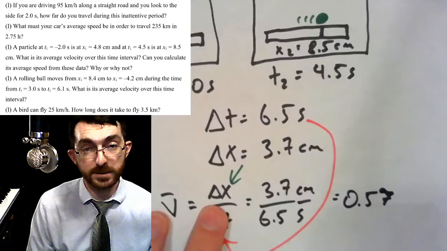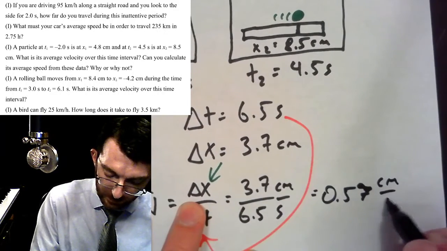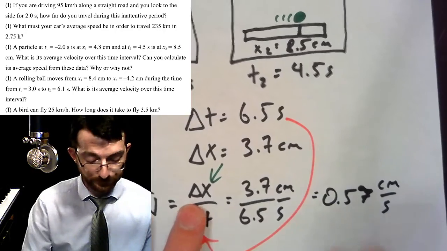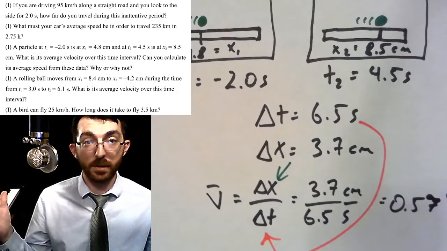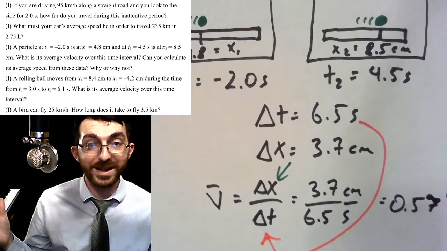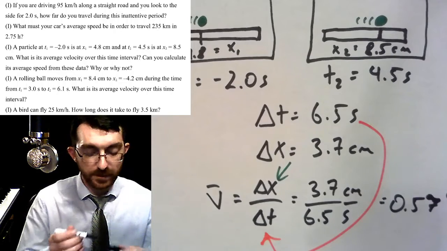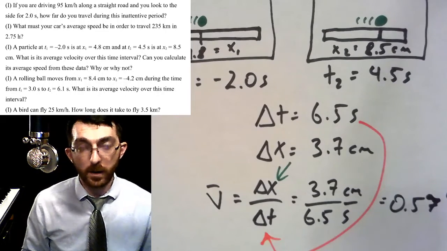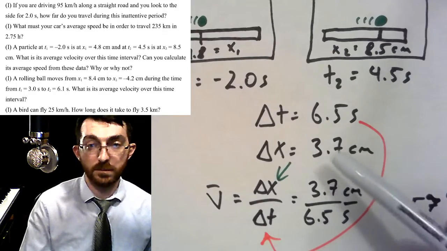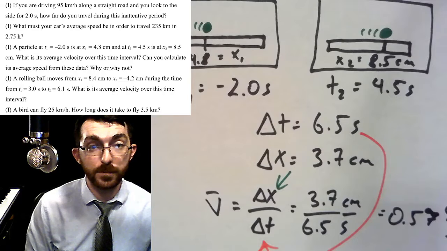I can totally write sevens, I promise. 0.57 centimeters per second. Okay, so that's all the question was asking for: what is the average velocity? Of course, it also asks, can you calculate its average speed from these data? Well, of course I can. I just did. Why or why not? It's because x and t are the only terms needed to calculate the value.